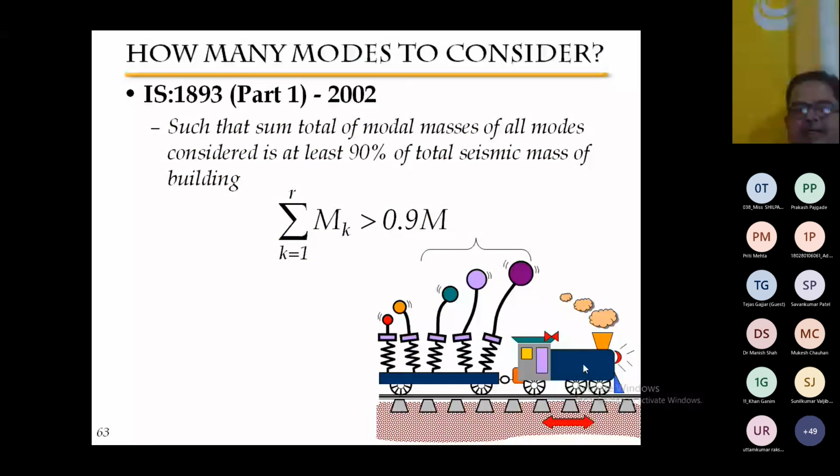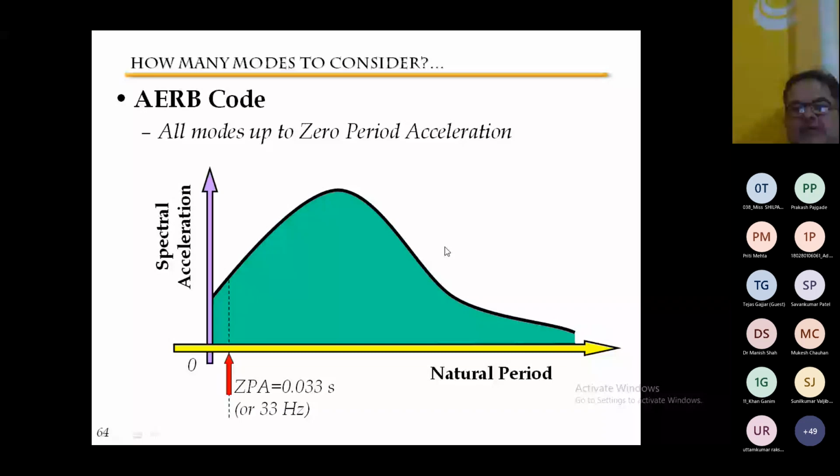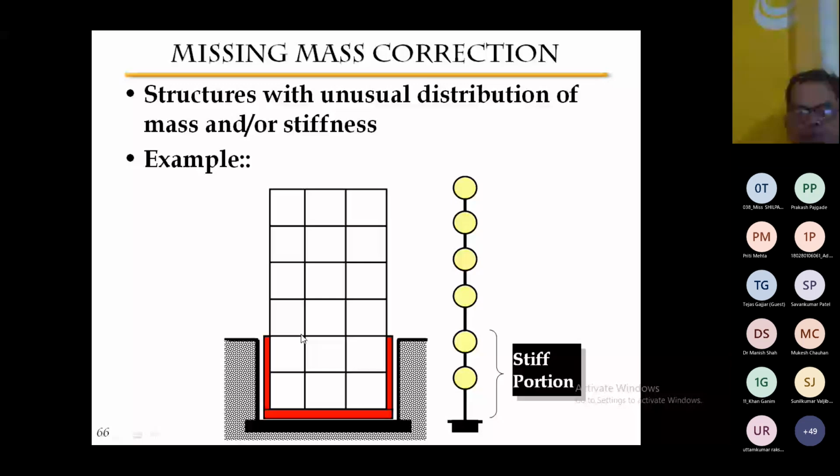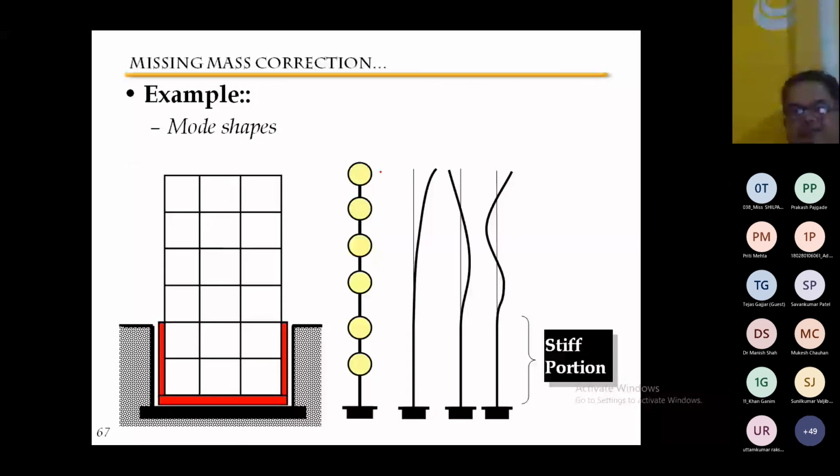We are saying that at least 90% mass should participate, so the total mass participation is more than 90%. Sometimes, in the case of a structure with a basement, the lower portion has shear walls or diaphragm walls, and it becomes too stiff. So we assume that it will vibrate from the top only. So this mass is not considered at all. This mass is missing.